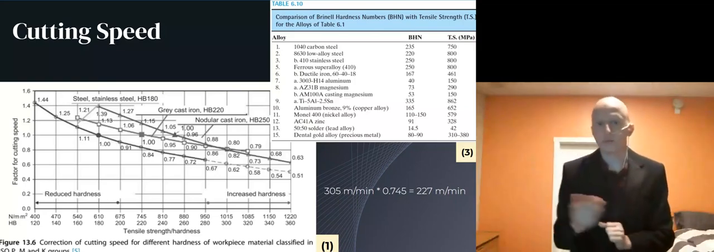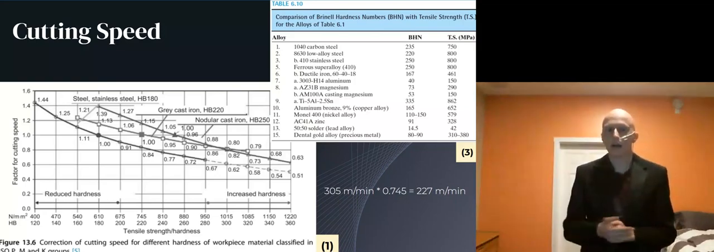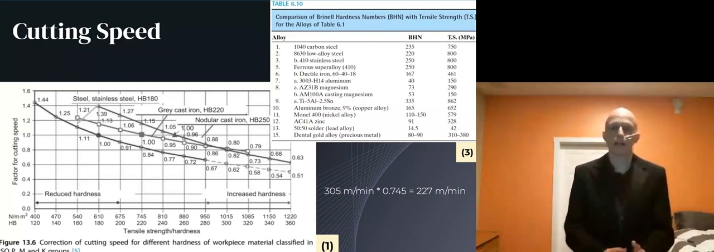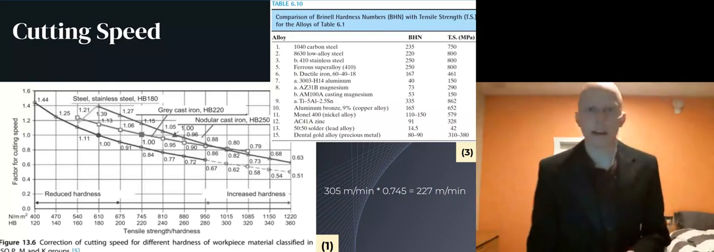As you can see on the right is a table from our book, which can be used with the BHN value to plug into this table and graph.